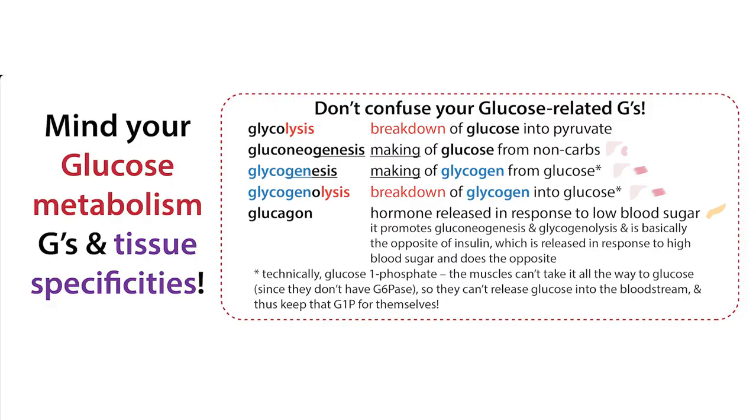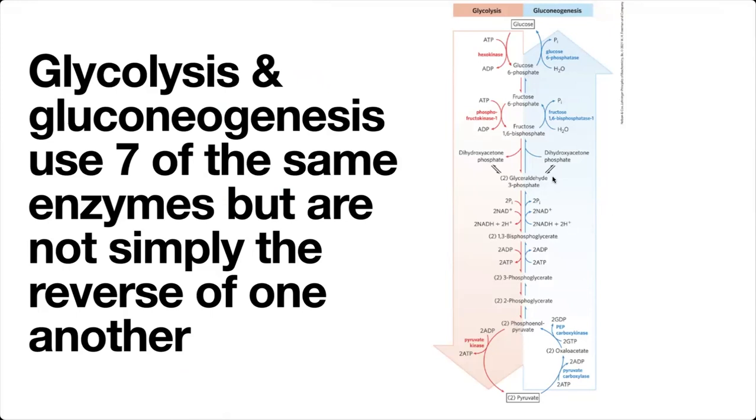So there's a process called gluconeogenesis, which is the making of glucose from non-sugar sources. This is going to require a couple of different enzymes than we have in glycolysis. So glycolysis and gluconeogenesis are not just complete opposites of one another. They have the same endpoints, but they go a couple different routes. So they use 7 of the same enzymes.